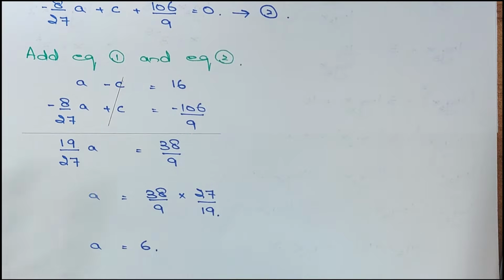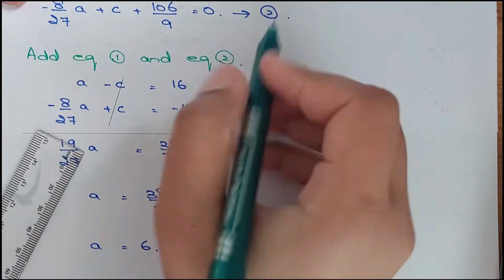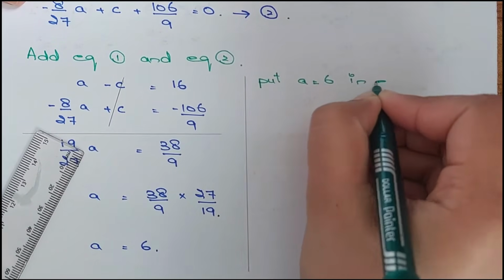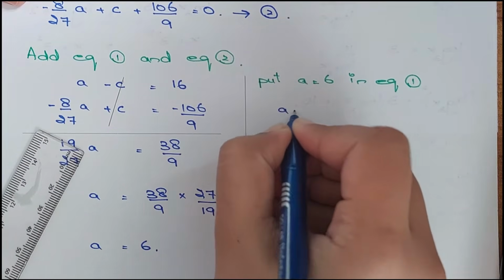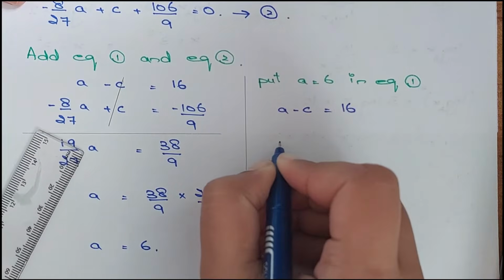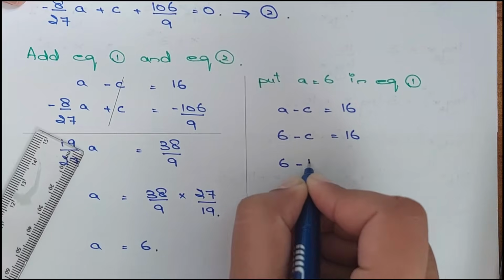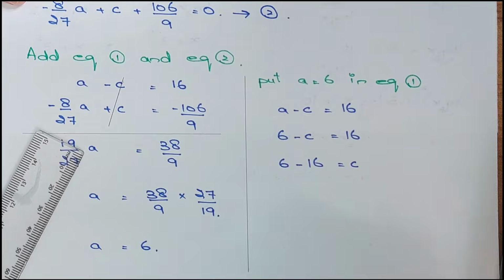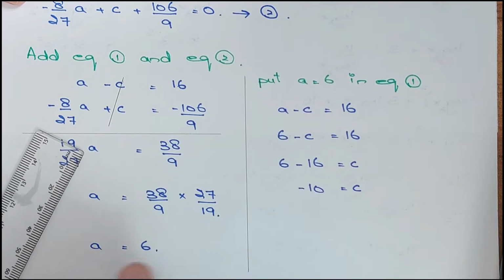Now let me substitute this into my first equation to get the c value. So put a equals 6 in equation 1. Equation 1 is simple. So we have a minus c would be 16. So 6 minus c is 16. 6 minus 16 equals c. Shifting 16 is negative and c on the other side. So 6 minus 16 is minus 10. This is the c value. C is minus 10 and the a value is positive 6.